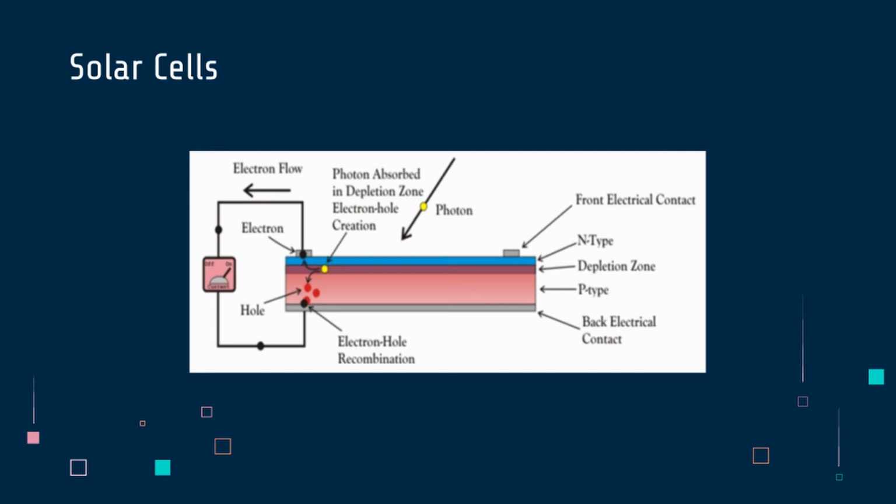Similar to that of a photodiode, however, photons strike the junction and create electron-hole pairs. After the electron migrates towards the N-type region and the hole migrates towards the P-type region, a potential difference is created, and this allows the cell to act as a small battery and generate a voltage.